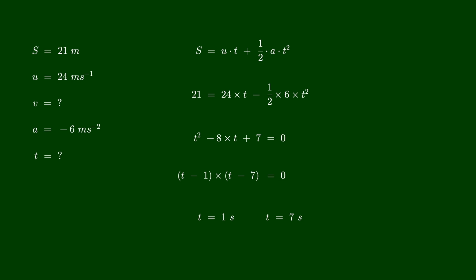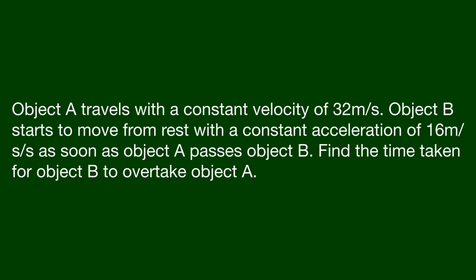Let's look at another problem. Object A travels with a constant velocity of 32 meters per second. Object B starts to move from rest with a constant acceleration of 16 meters per second as soon as object A passes object B. Find the time taken for object B to overtake object A.